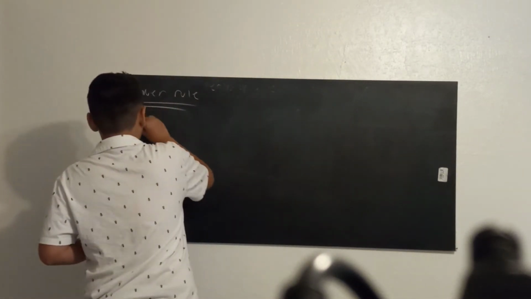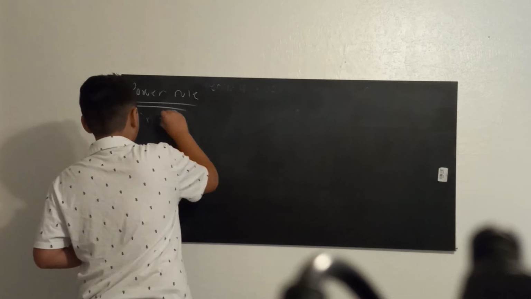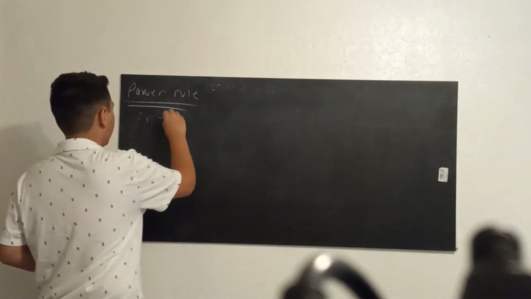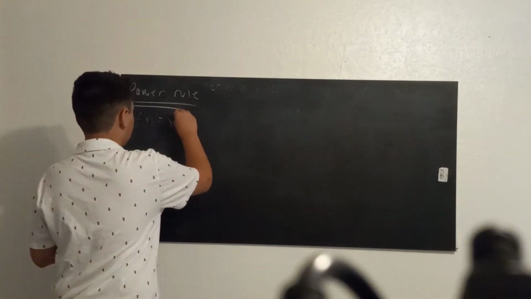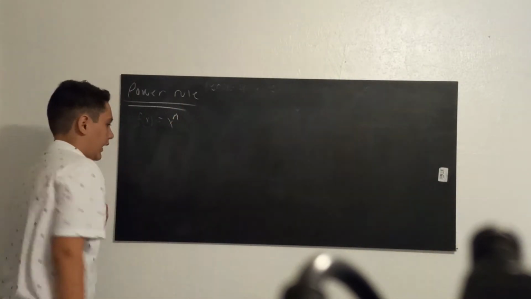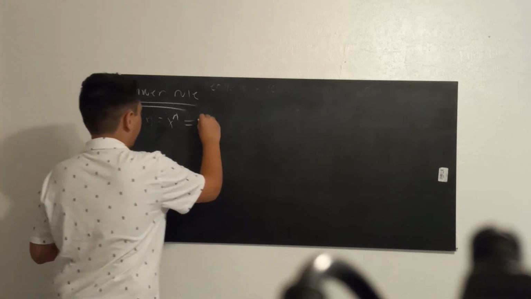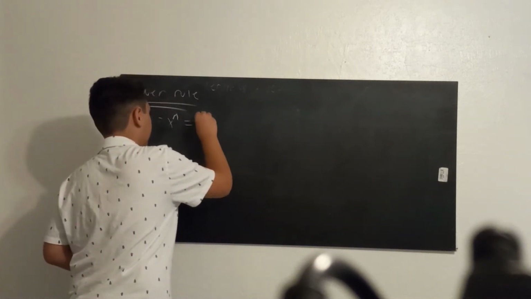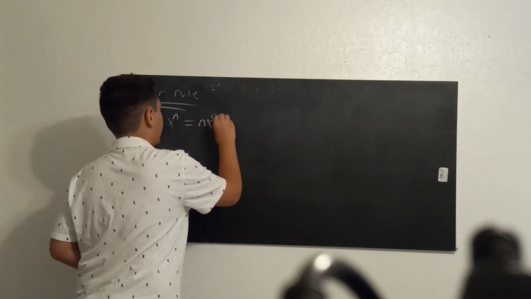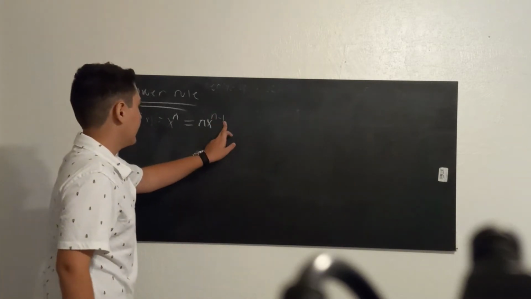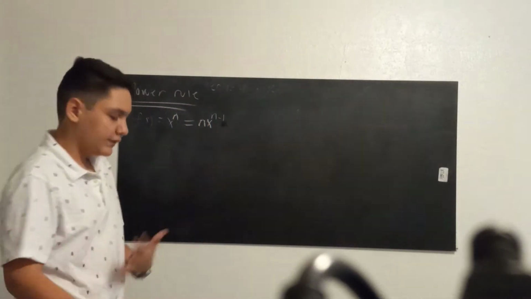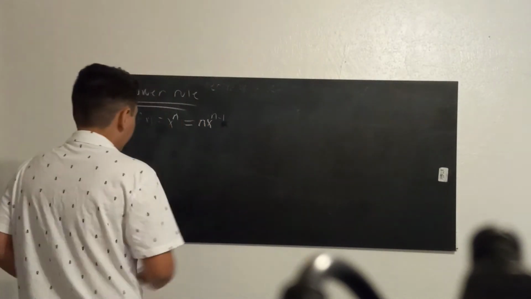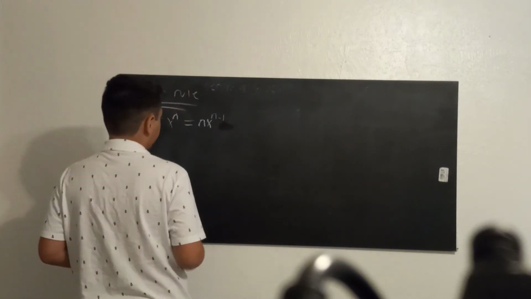So what the power rule is, say you have a function f of x equal to some x to the nth power. And this would equal n x to the n minus 1. And we can plug this into our equation, but it's going to take too long. So let's try out some problems.